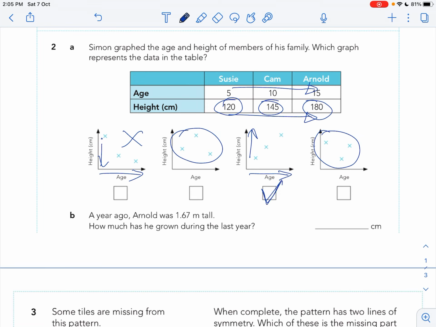A year ago, Arnold was 1.6 metres tall. How much has he grown in the last year? They want our answer in centimetres. So now he's 180 centimetres. So we're going to change that to centimetres by timesing by 100. And that's 167 centimetres. Work out the distance between the two, and that's 13 centimetres.